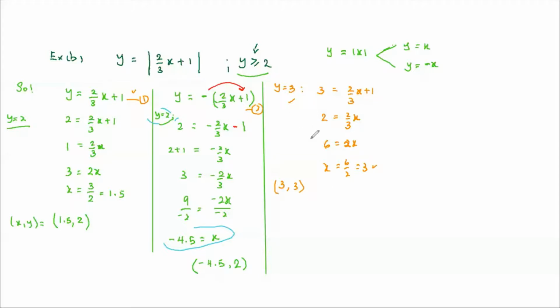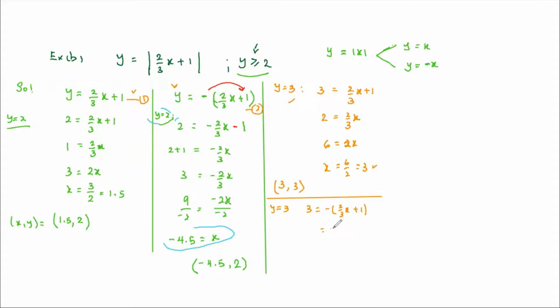Now this one you try. Now this one you have to try, this equation to replace again, do the same way, okay? Y equal to 3, but now replace in equation 2, the one with a negative sign. Y equal to negative, open bracket 2 over 3x plus 1 and close. So then you replace y equal to 3 in this equation. So it becomes 3 equal to negative 2 over 3x plus 1, right?